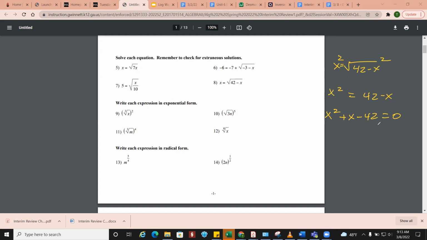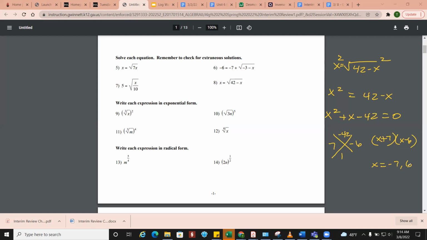And now I'm going to factor because it's a quadratic. So I'll do the big X. 1 times negative 42 is negative 42. B is 1. What two numbers will make that happen? 7 and negative 6. So this could be x plus 7 times x minus 6. If I solve for that, that's going to give me x equals negative 7 and positive 6. And now I'm going to plug back into the original equation to check my work.